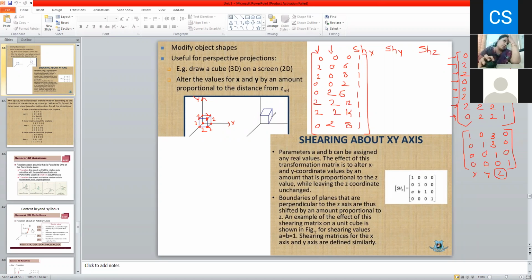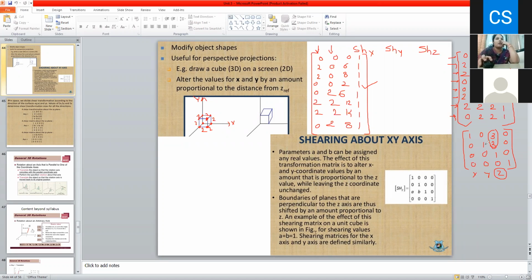So ultimately there is change in the size and shape of the cube, or there is deformation in the shape and size of the cube. By making the changes in the z coordinate only, we are getting the distorted image. That's why it is called shearing along z.